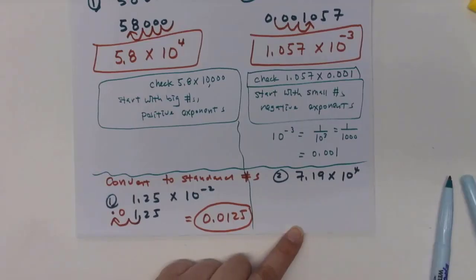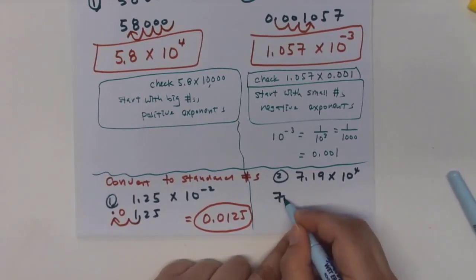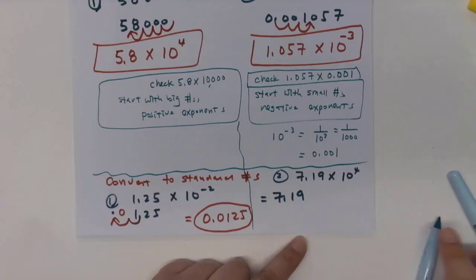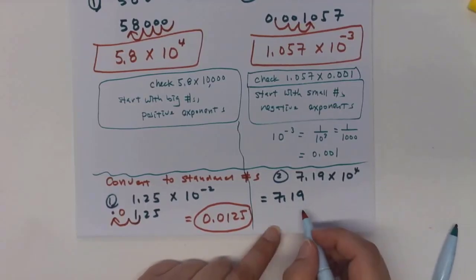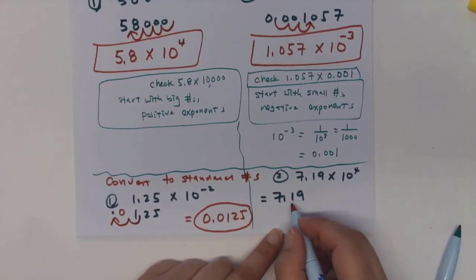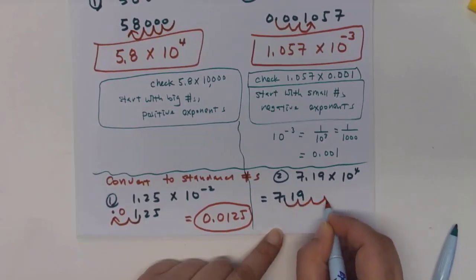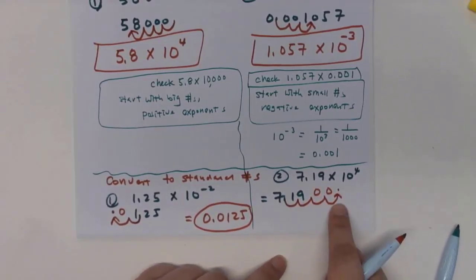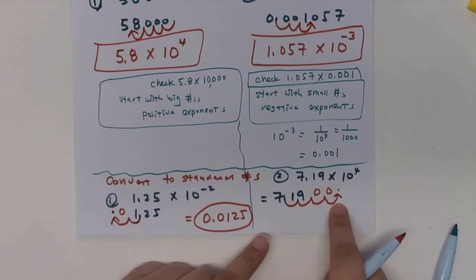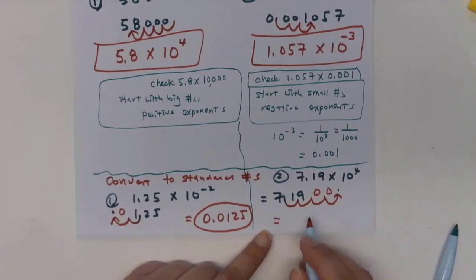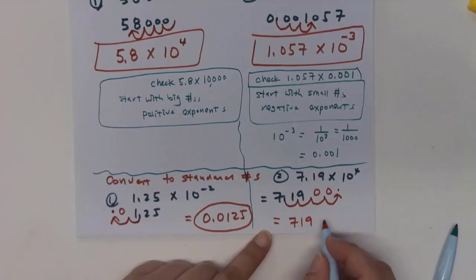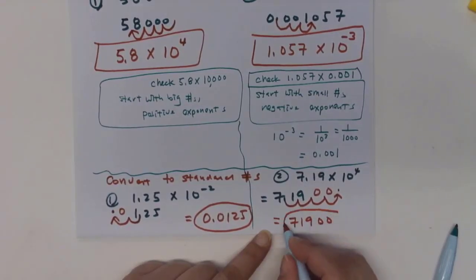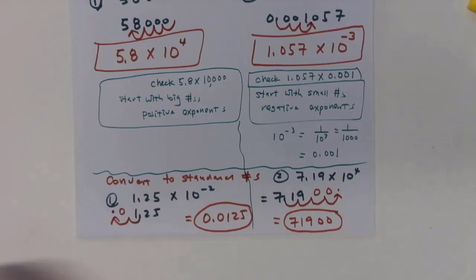How about the second one? 7.19. Need to move to the right. How many times? 4 times. 1, 2, 3, 4. So don't leave it as that, okay? I don't know where your decimal point is. There are so many of them. So you need to write that one more time. Your answer is 71900. Is it okay? All right.